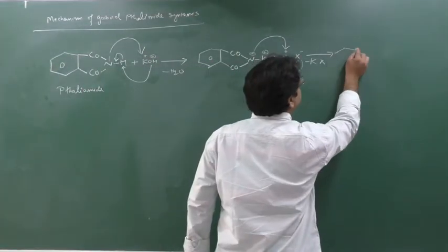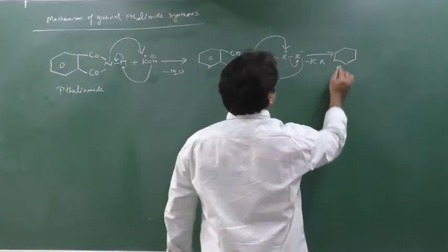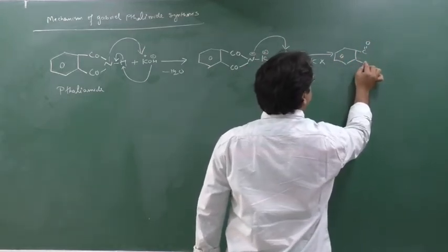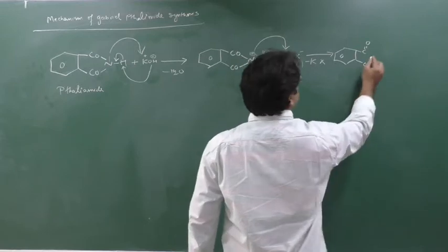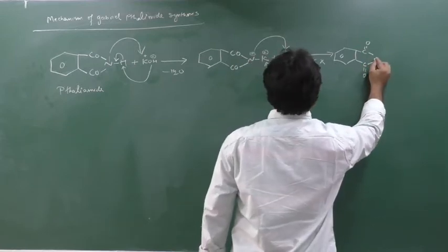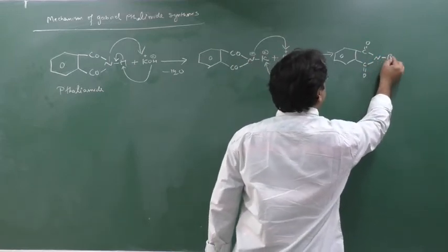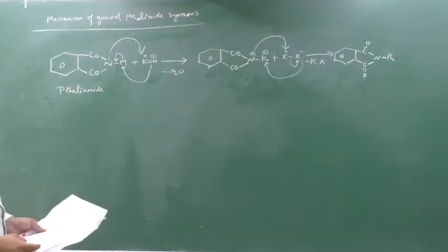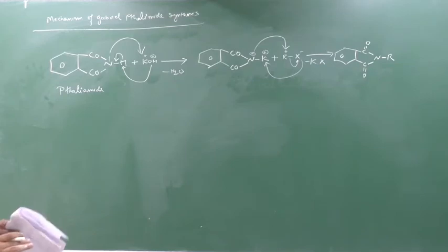Here KX will be removed, and you will get here, this is a ring, and this ring here is having C double bond O, here also having C double bond O, and here it is having what beta? N and R. This is having here N-R. Clear? Now it's very crucial. Now the step is very crucial.